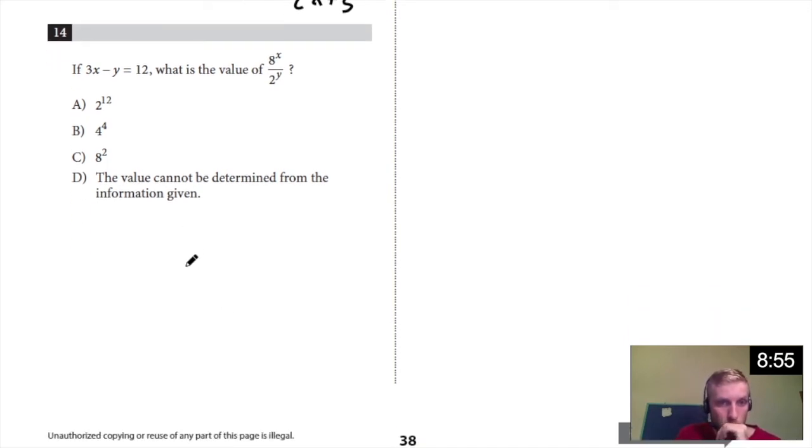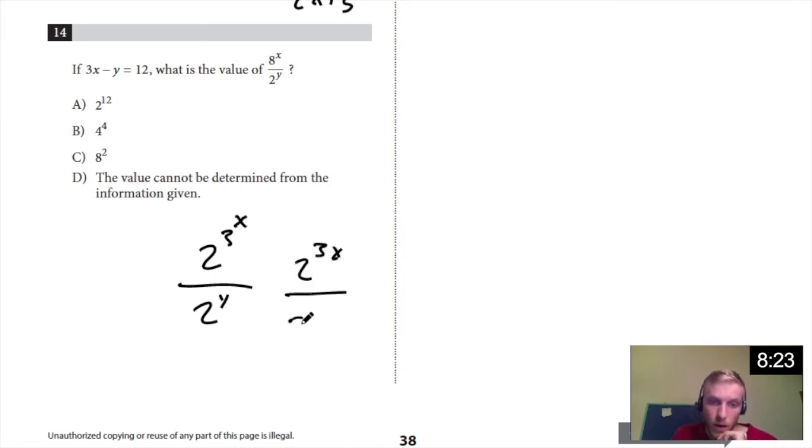We need the same base to simplify this. So we can rewrite 8 as 2 to the third. So I'm going to say 2 to the third to the x over 2 to the y. And remember, 2 times 2 times 2 is equal to 8. Remembering our rules of exponents, an exponent 2 to the third raised to the x, we multiply. So we're going to have 2 to the 3x over 2 to the y.